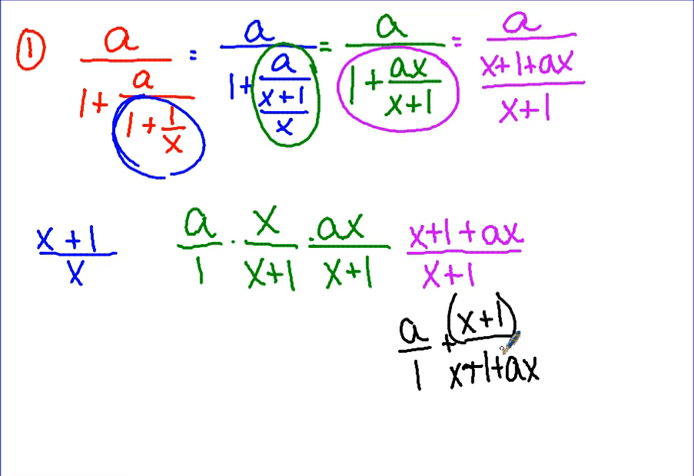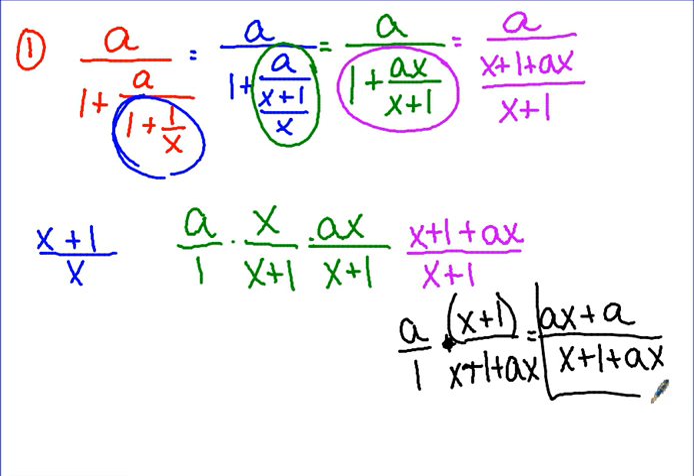All right, we're going to go ahead and use the distributive property. A times x gives me ax. A times 1 gives me a. So my solution is (ax plus a) over (x plus 1 plus ax). All right, and that is the final simplified term. So we're just going through and simplifying these problems algebraically.